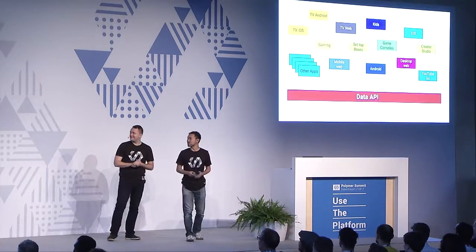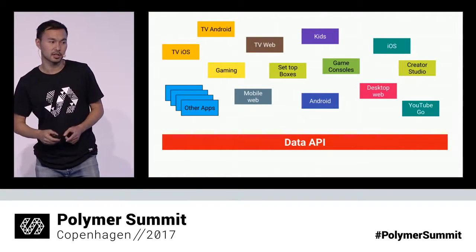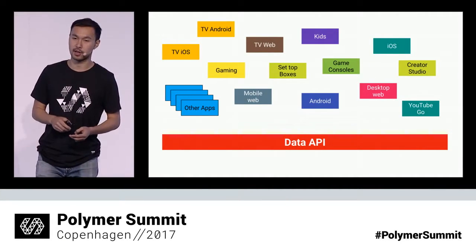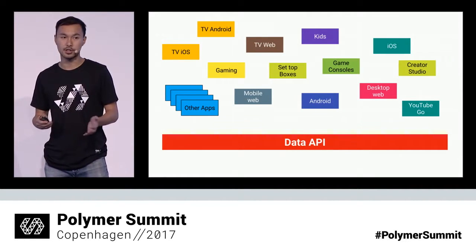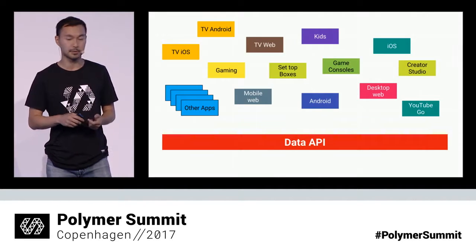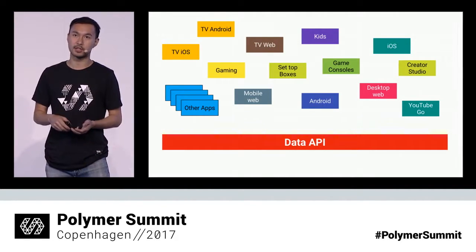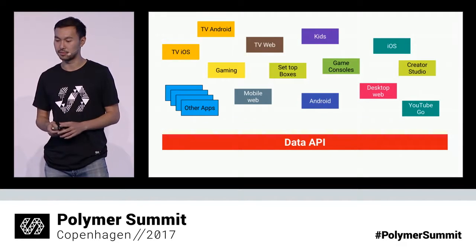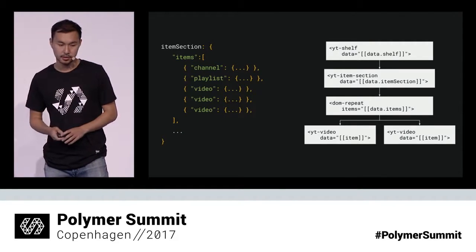So here's a small set of apps that run on this Universal Data API. And we're not just talking about web. We also have apps on iOS, Android, game consoles, TVs, and of course, different verticals. We have apps for kids, apps for creators, apps for TV, apps that replace your TV, that run on TVs, and everything. And all of these run on this Universal Data API.